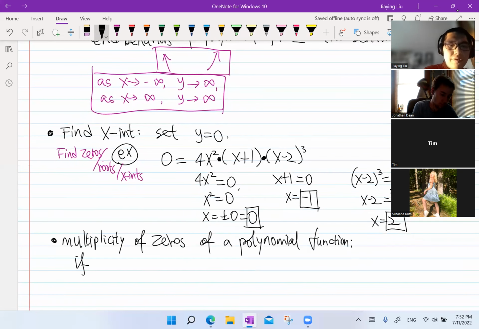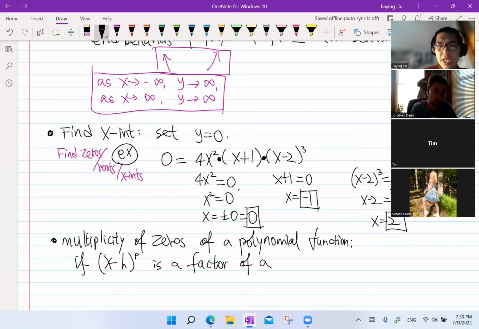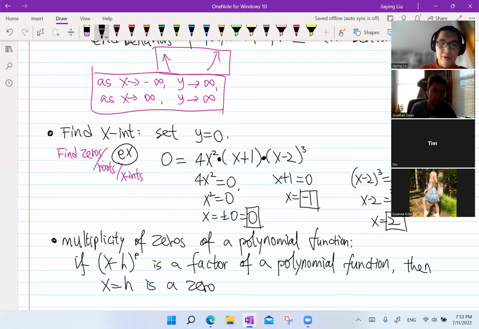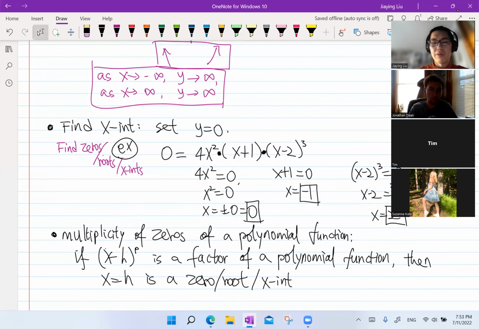Which says if (x minus h) to the p is a factor of a polynomial function, meaning that the polynomial function in factored form has (x minus h) to the p power, then x equals h is a zero or a root or an x-intercept, supposing h is real. In this case, we talk about real zeros of the polynomial function.